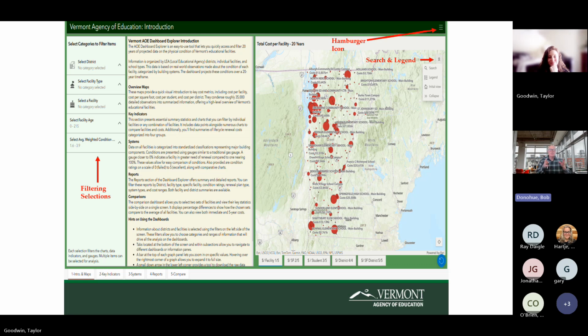But the last condition in the filtering section is the select average weighted condition. That gets into something where they've used a 5-level assessment for the condition of any asset that they put their eyes on. It went from failed, poor, average, good, excellent, and each one of those is on a scale of 1 to 5.